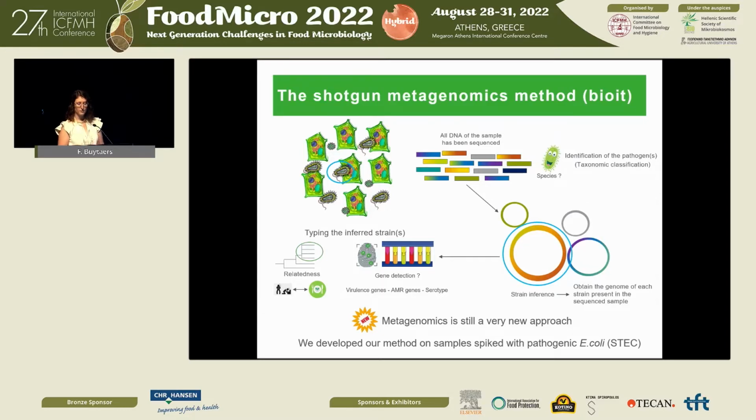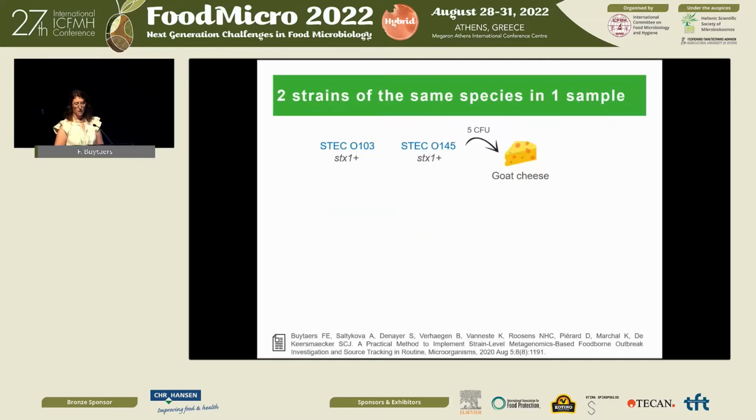So we first developed our method on samples that were artificially contaminated at a known contamination, and we did it with a pathogenic E. coli STEC. So we worked with goat cheese, and we spiked it with 2 different STEC strains at the same time, at a very low level of 5 CFU. Then we enriched for 24 hours in buffered peptone water, and we sequenced on Illumina.